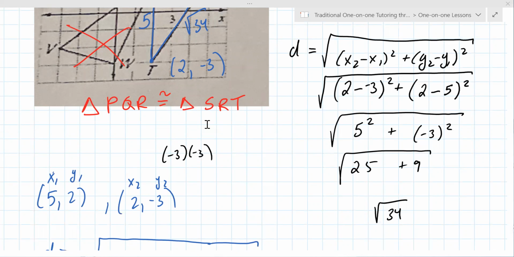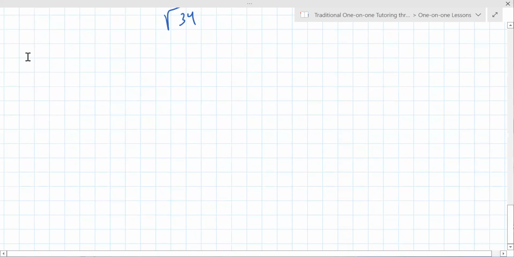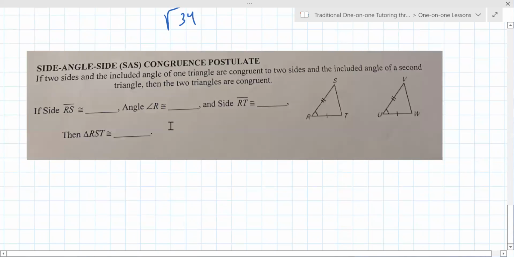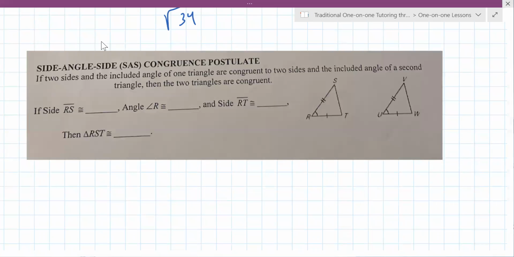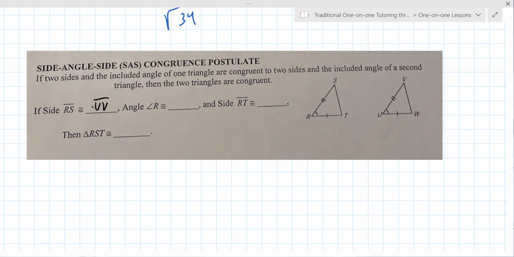Great. Okay, so let's look at the next part of this worksheet, the side angle side congruence postulate, or SAS. Let me get that snipped in. I know how to do this. If side RS equals UV, that's true. Gotta put the line above it.